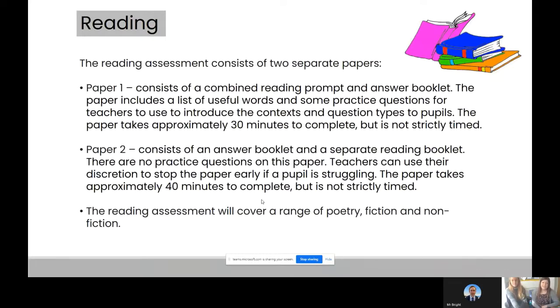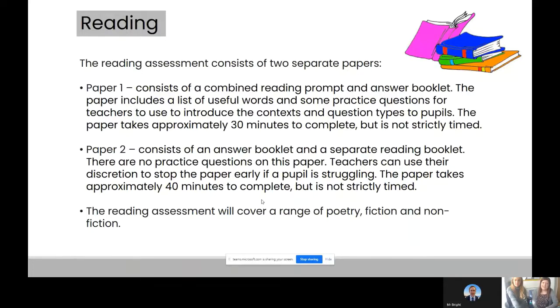Okay, so the reading assessment consists of 2 separate papers, paper 1 and paper 2. Paper 1 consists of a combined reading prompt and an answer booklet. This paper is very accessible to all the children, and it includes a list of useful words and some practice questions. We introduce the context and the types of questions to the children, so they are very familiar with this type of assessment, and it is something that we complete in school. It says the paper should take approximately 30 minutes to complete, but we don't strictly time this, so we will allow your child as much time as they need.